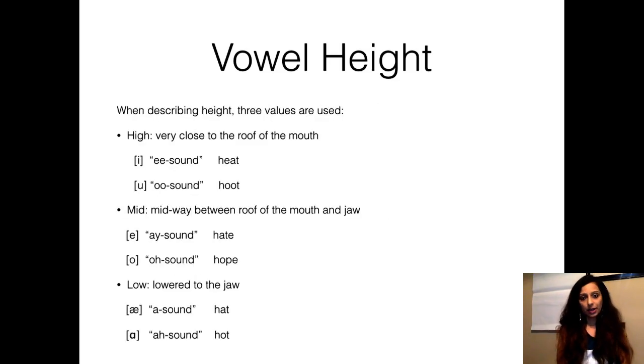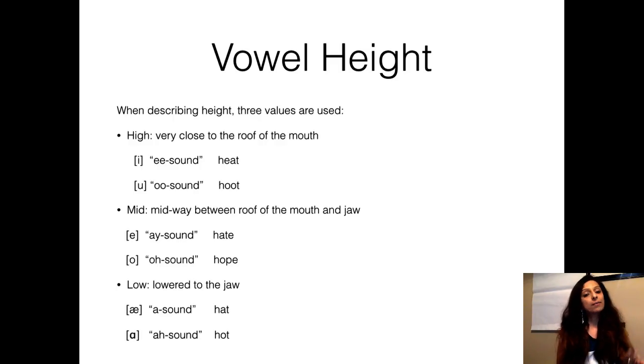So when we are describing vowel height, there are three particular values that we use. The first one is high, the second is mid, and the third is low. As you can see, high refers to when the tongue is very close to the roof of the mouth. Mid refers to when the tongue is midway between the roof and the bottom of the mouth or the jaw. And low is when the tongue is lowered to the jaw of the mouth.